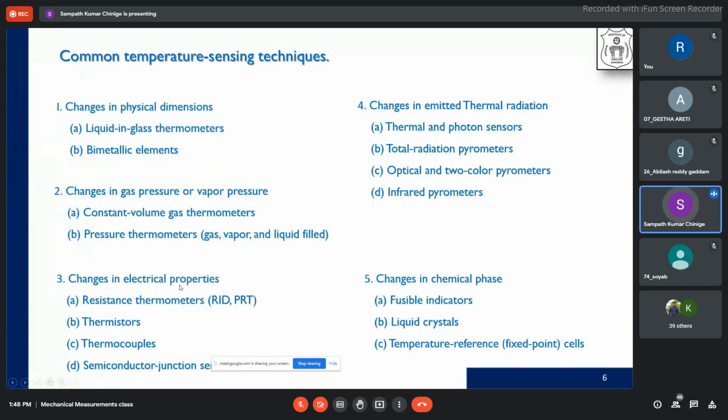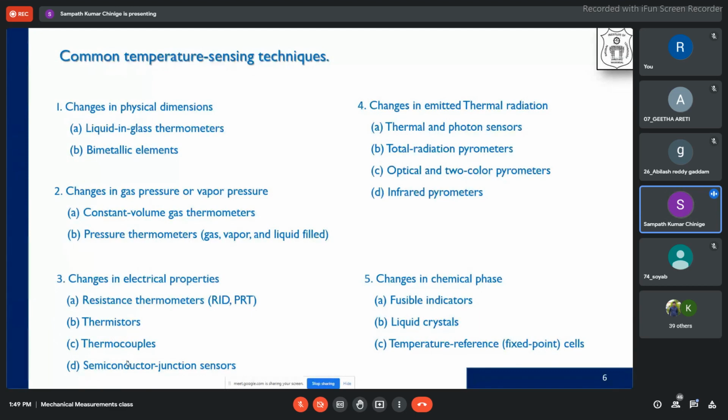And then we have change in electrical properties because of the temperature variation. If the electrical properties like resistance and coefficient of expansion vary, then by suitable measurement of those properties we are able to measure the temperature. Devices like RTDs, thermistors, thermocouples, and semiconductor junction sensors all come under this particular classification. And we have spent a lot of time on resistance, RTDs, thermistors, and thermocouples.